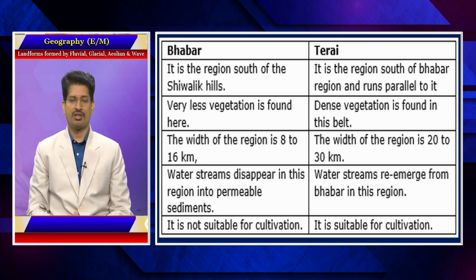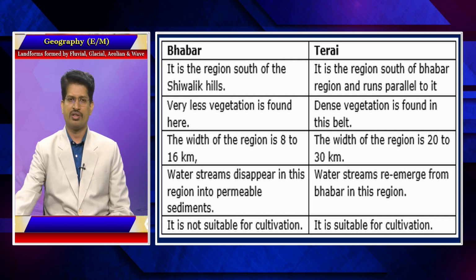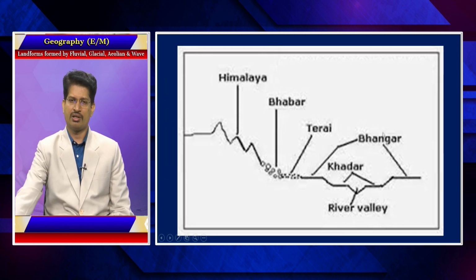Water streams disappear in the case of Bhabar, whereas the streams which disappeared in the Bhabar region will reappear in the Terai region. Bhabar is not suitable for cultivation, whereas Terai is suitable for cultivation. These kinds of differences you need to know, because some questions can be developed on the basis of the difference between Bhabar and Terai. Whereas in the case of Khadar and Bhangar, Bhangar is more fertile and older, Khadar is newer when compared with Bhangar. A question can be developed in this way.